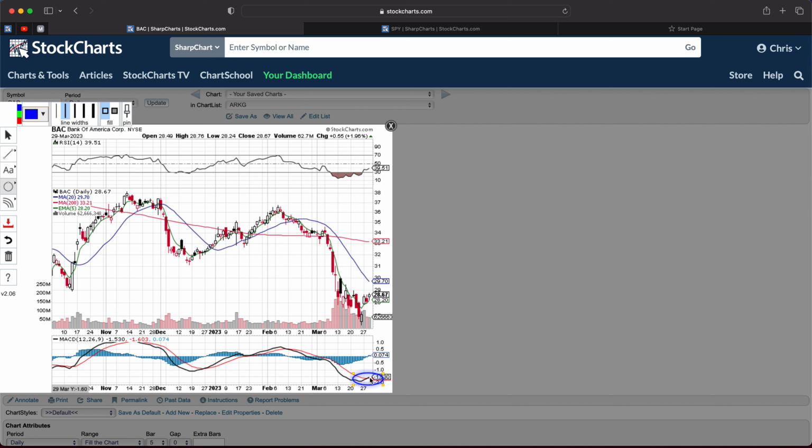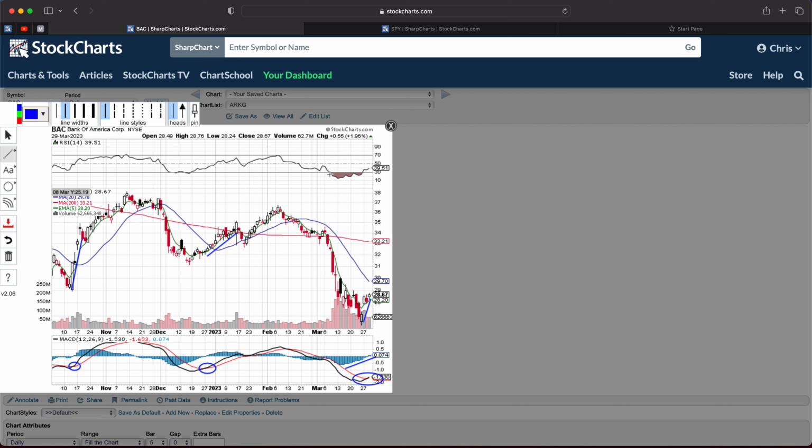See the red line crossing, or the black line crossing above the red line, just like it did there. Boom, just like it did there. And then look at the stock price. What happens to the price of the stock when it crosses over? Stock goes bullish, right? So we're starting to see stock go bullish. So not only do we have the MACD crossing over, we have the histogram ticking upwards.